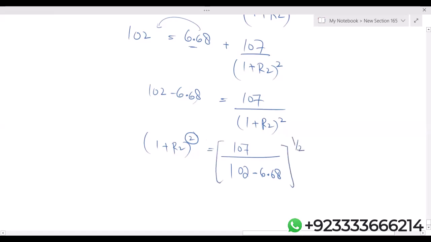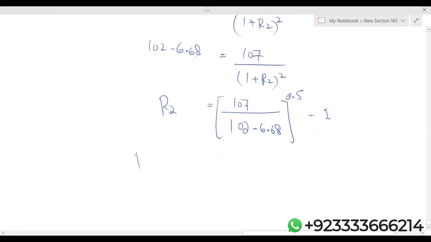1 upon 2. Mathematically, the 2 and 2 will be cancelled out. So keep watching what I'm going to do. R2 is equal to ... minus 1. And 1 upon 2 means, students, can I say 1 upon 2 means power 0.5? Yes or no? Keep watching.